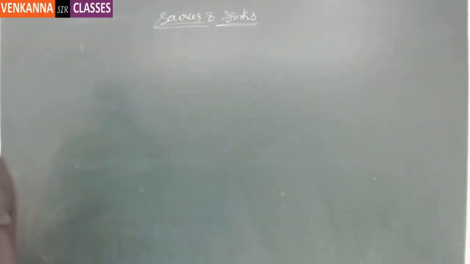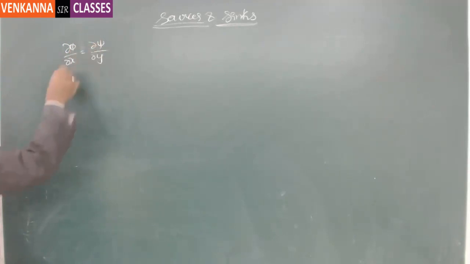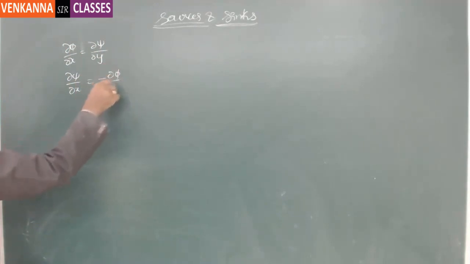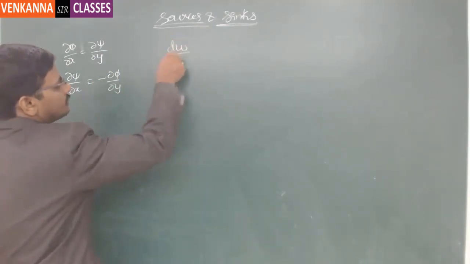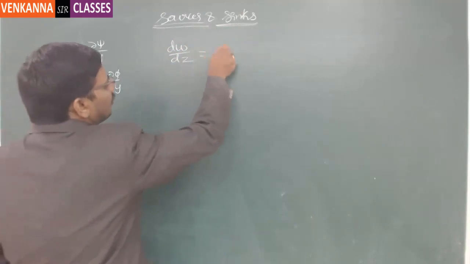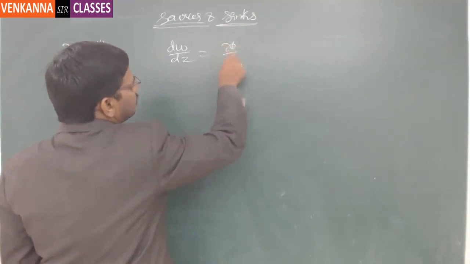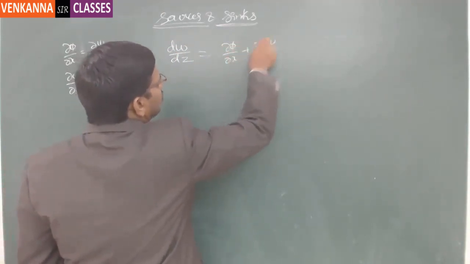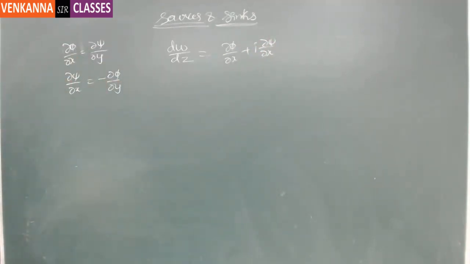So if you know the potential, the CR equations are dou phi by dou x is equal to dou psi by dou y, and dou psi by dou x is equal to minus dou phi by dou y. These are the CR equations, and then the velocity we have got is dw by dz is equal to minus dou phi by dou x plus i times dou psi by dou x. Now, if you know the stream function rather than the potential function, the same thing you can replace with.